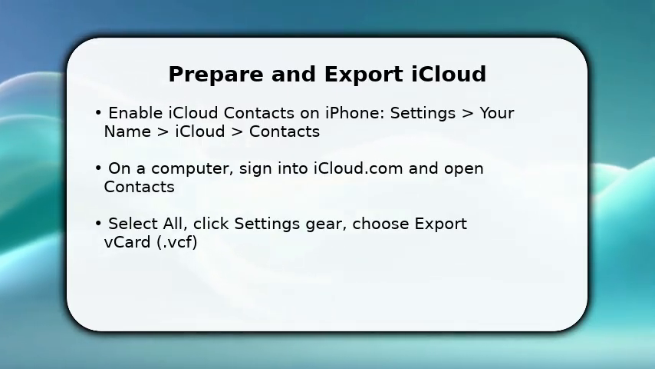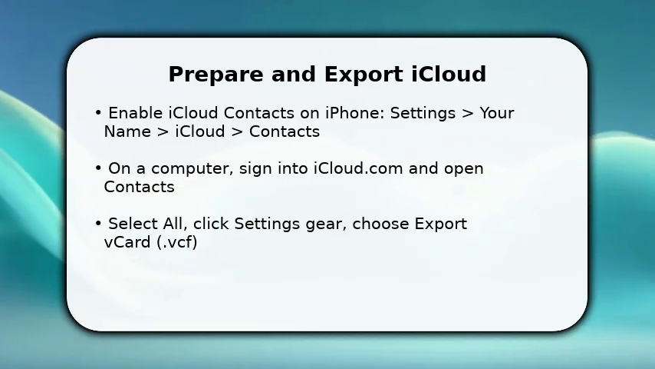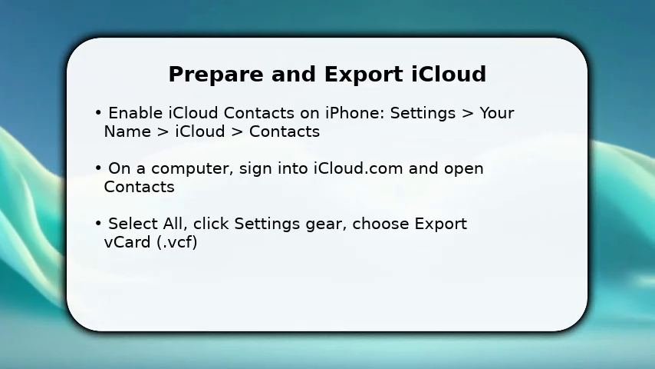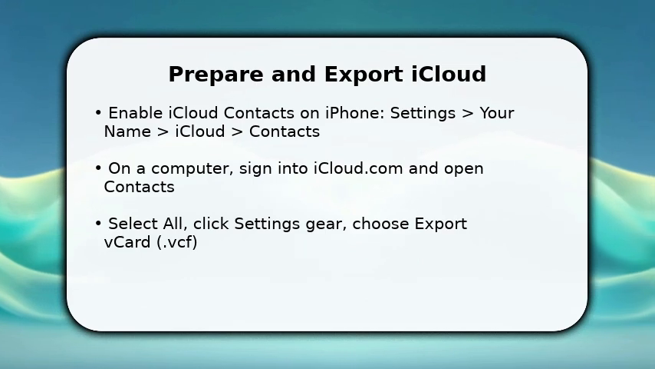Once done, open iCloud on a computer and sign in with your Apple ID. Go into Contacts, select All, then use the settings gear to export vCard. You now have a single VCF file containing all entries. This file is what Android will import, and it preserves names, phones, and emails.